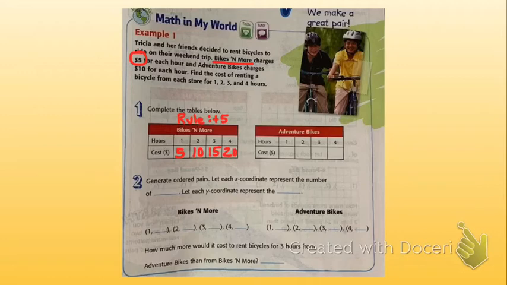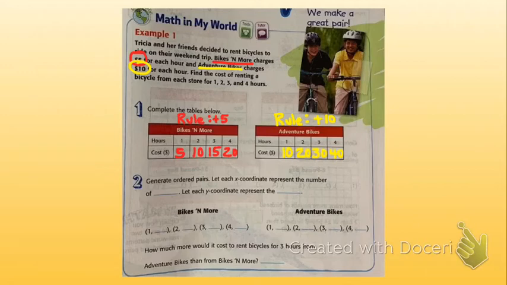All right, for Adventure Bikes, I'll do this one in yellow so you can differentiate. So we got Adventure Bikes, that is $10. Oh, they're a little more expensive, aren't they? So for 1 hour, that's $10. For 2 hours, that's $20. For 3 hours, that's $30. And for 4 hours, that's $40. So again, we could say that rule. See if I can get it right this time. I'm adding $10 for each hour, right?